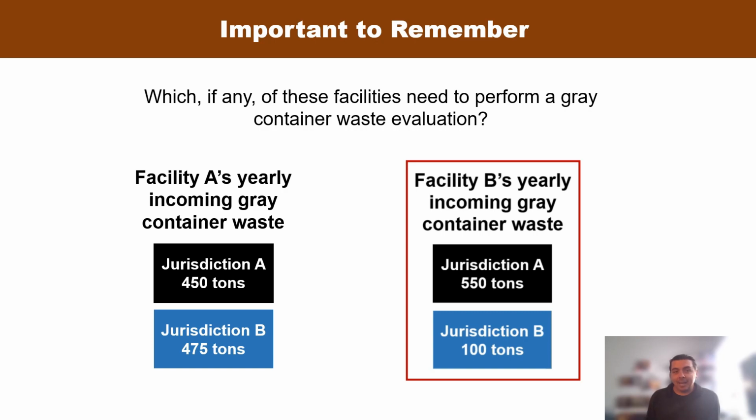Whereas with facility A, the reason they don't meet the threshold is because they did not receive 500 tons from a single jurisdiction. The total is obviously over 500 tons, but it needs to be from at least one jurisdiction, not all together. So that's definitely one thing to keep in mind, and something you might want to evaluate while you're looking at these facilities.